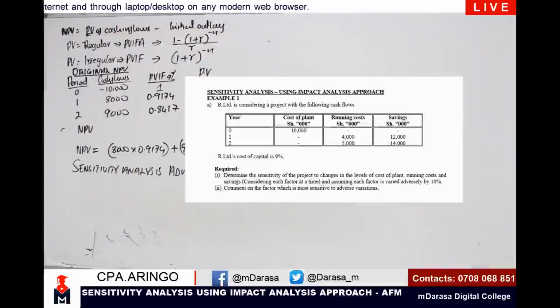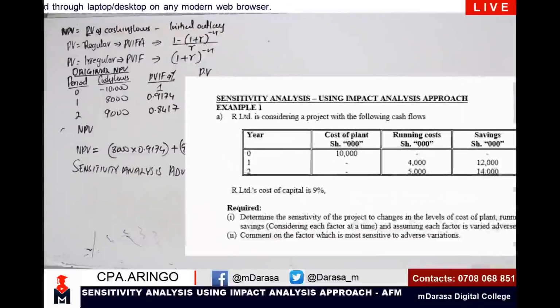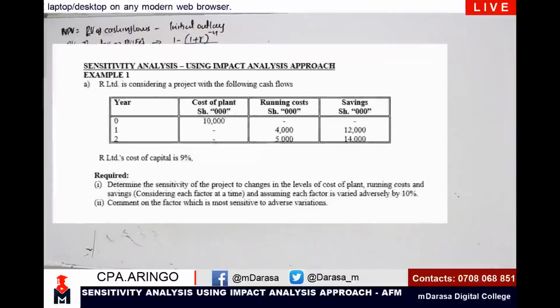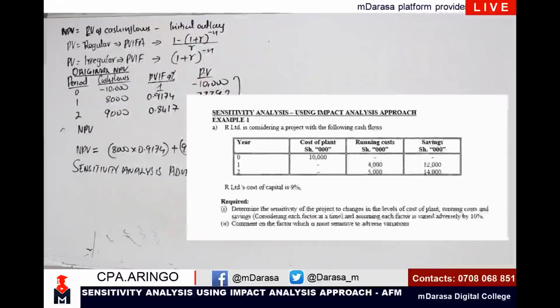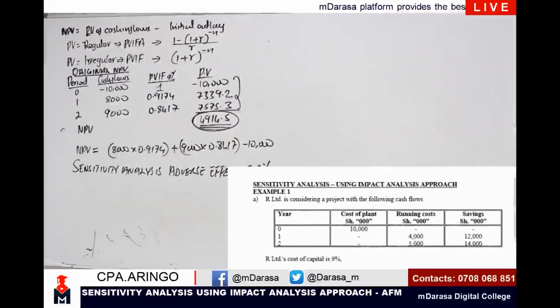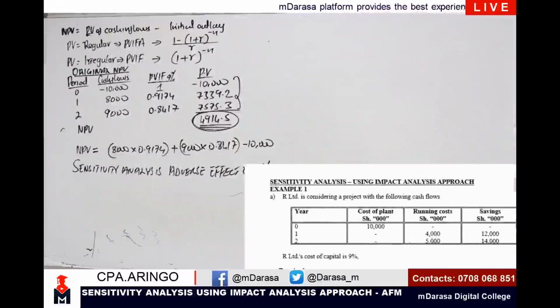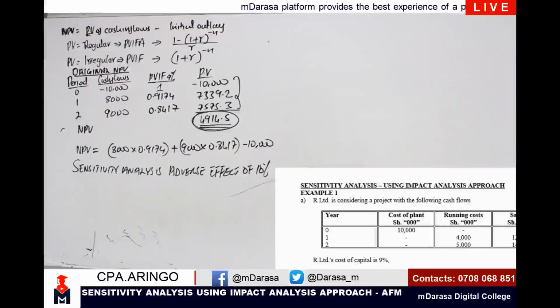Because here we are told to determine the sensitivity of the project to changes in the levels of cost of plant, running cost, and savings. So in this case, we start with the cost of the plant. Starting with the cost of the plant, that is what I want to do to start with.